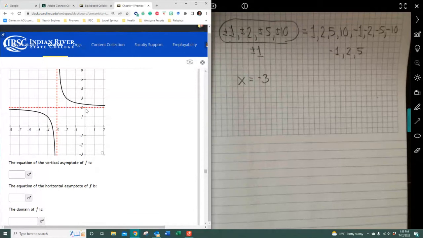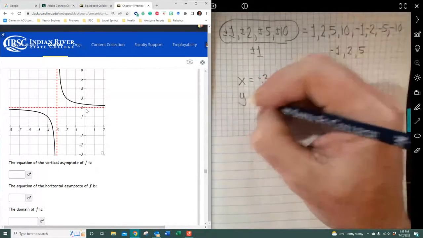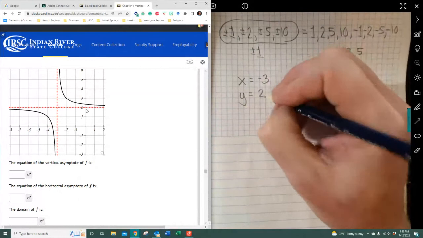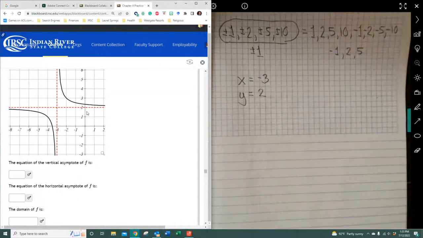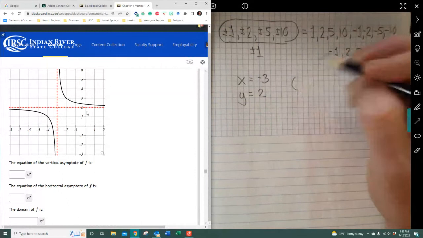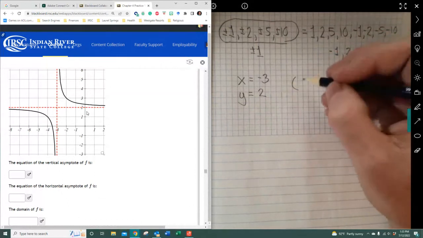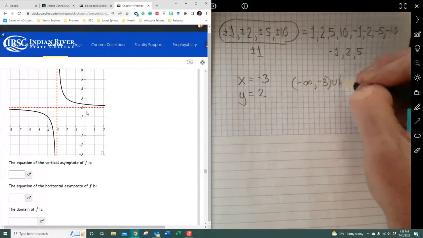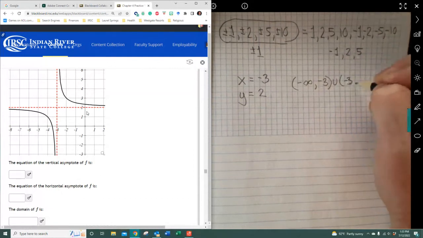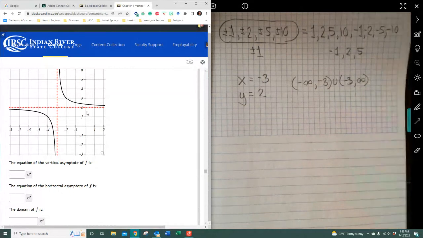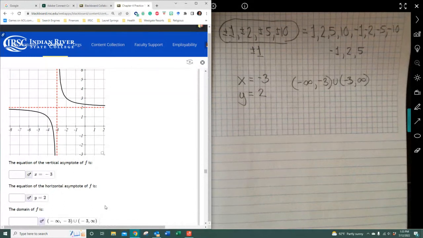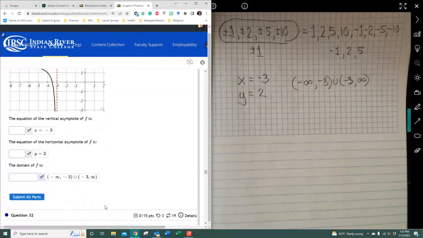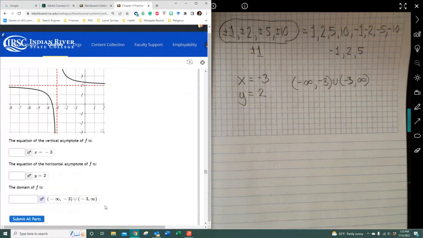Now the horizontal asymptote is where the red horizontal line is, and it always starts out with y equals, and that is that value 2. And the domain of all these functions is always going to be where it can't compromise the vertical asymptote, so it's going to be from -infinity to -3, skips over it, and picks it back up from -3 on to infinity. All right, so there's our values we're looking for. That's all this one was about. So that one's pretty straightforward and easy.